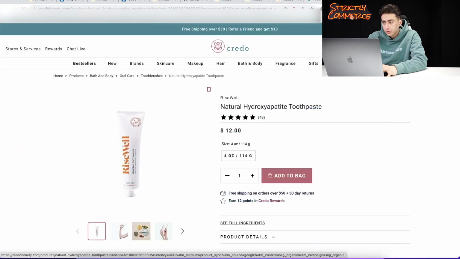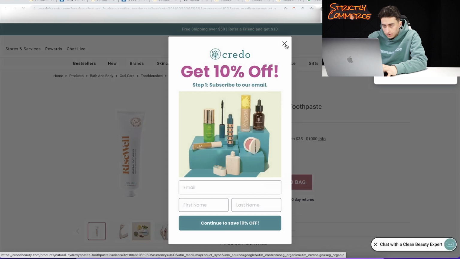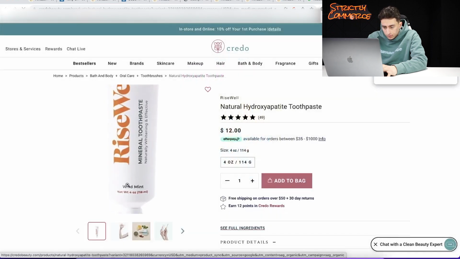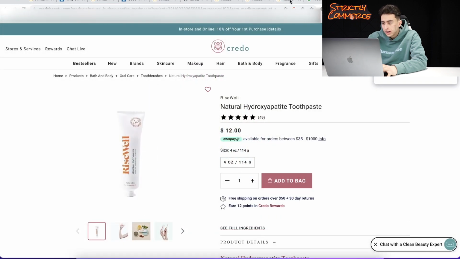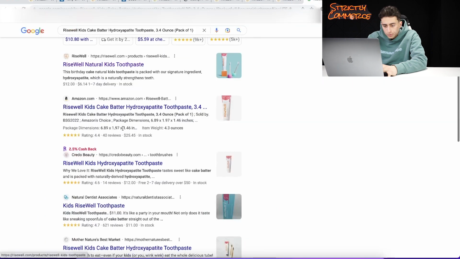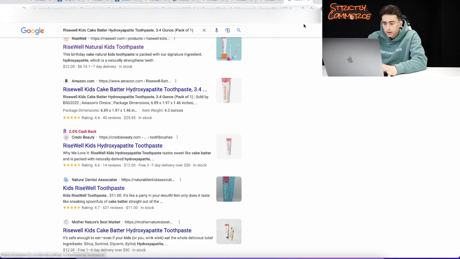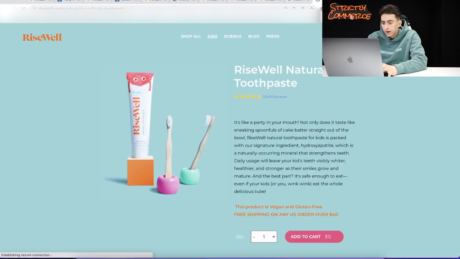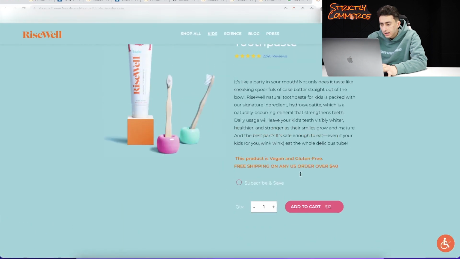Risewell mineral toothpaste. Wild mint. Let's see. Cake batter. We need the cake batter one. Let's open this up and let's see what we can do here. So this is the cake batter on their own site, $12.